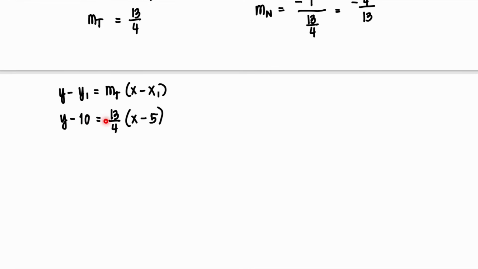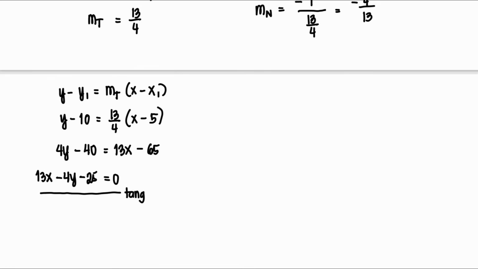So we're going to cross multiply. So 4y minus 40 equals 13x minus 65. Simplifying, we have 13x minus 4y minus 25 equals 0. So when we transfer this to the other side, that would be plus 40, 25 rather. So this is the equation of our tangent line.